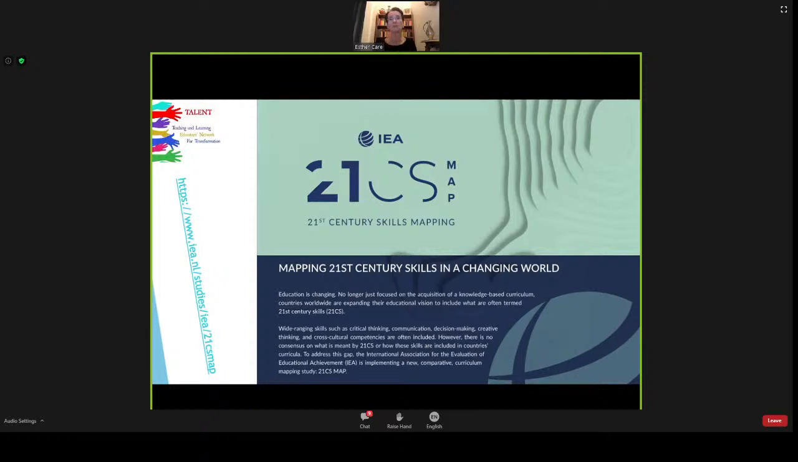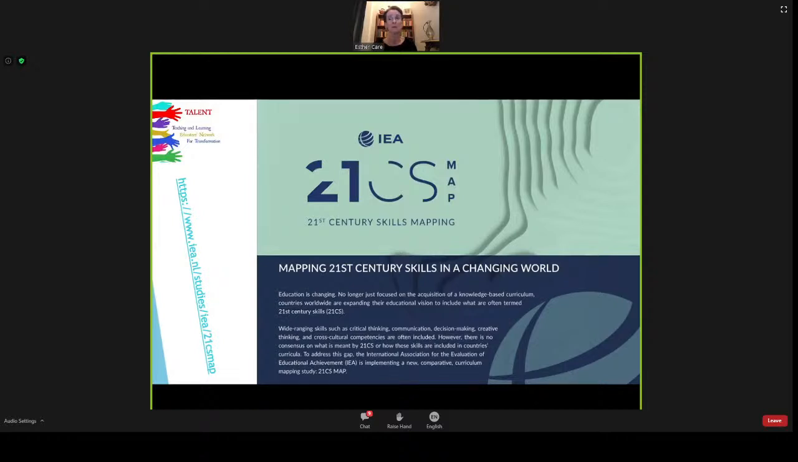We still don't know the full extent of these. We don't know the full range of possibilities when we're looking at 21st century skills. Accordingly, the IEA is initiating a study to explore precisely this issue. So in this study, it will be about exploring and learning from each other and sharing the unique experiences from each country about how they are going about integration of 21st century skills.